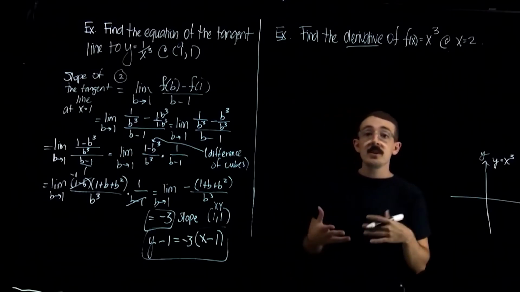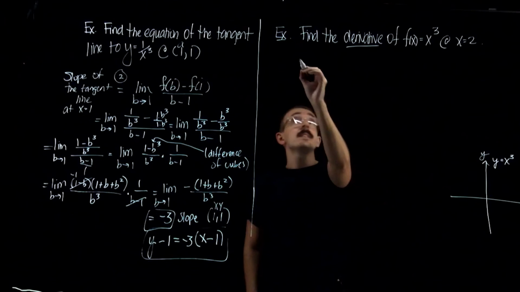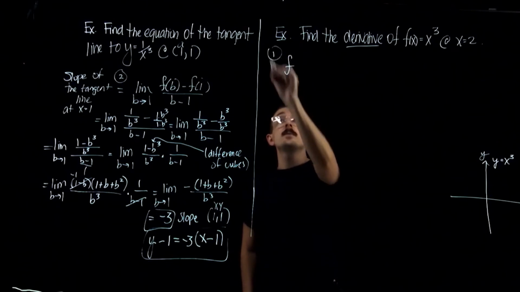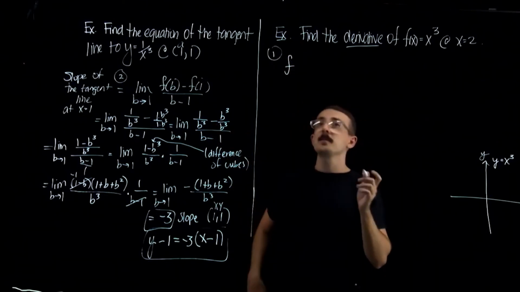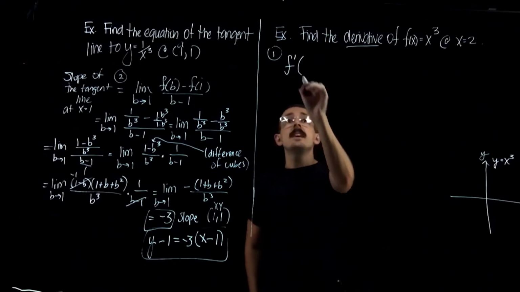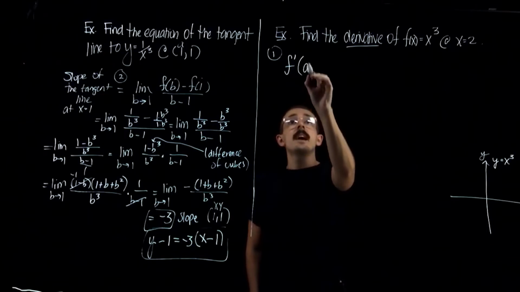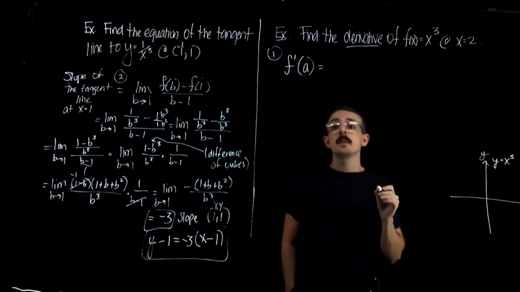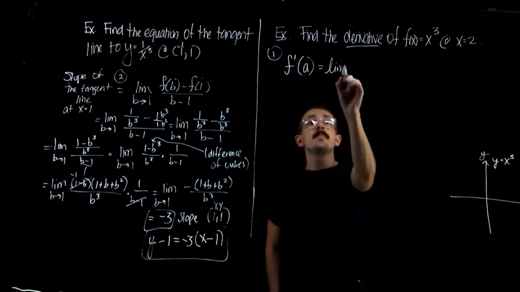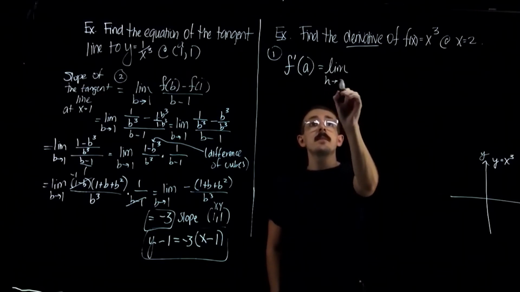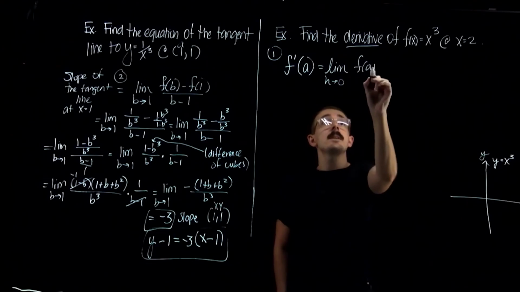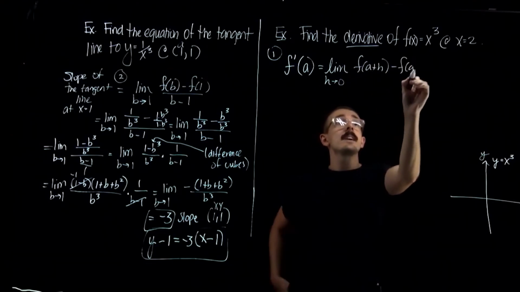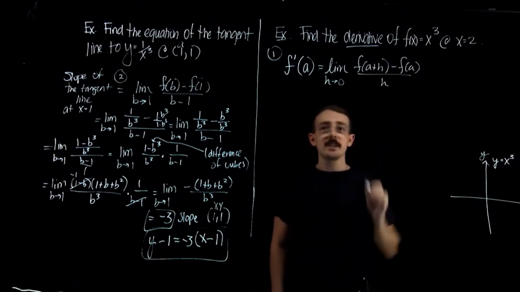And I'm going to use definition 1 this time, just so you can see the difference between them. So the derivative at a is the limit as h approaches 0 of f of a plus h minus f of a all over h.